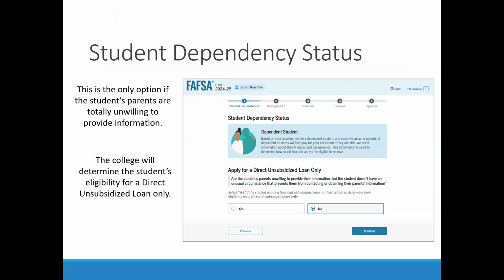The form would not calculate a student aid index for the student, and so they wouldn't be eligible for any other aid, even if they could be eligible, because their parents are not willing to provide their information. Many times colleges will follow up with these students as well to ensure, one, did they answer this question correctly? We do see some mistakes on this question. And two, to see what situation the student is in and how to move forward.